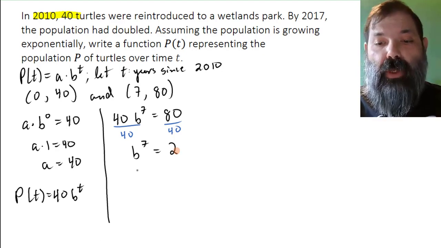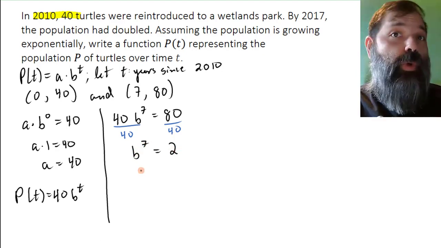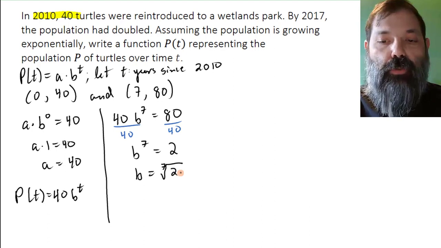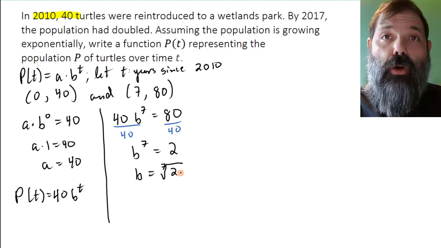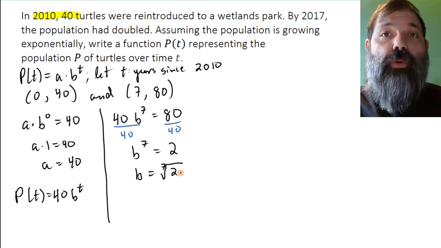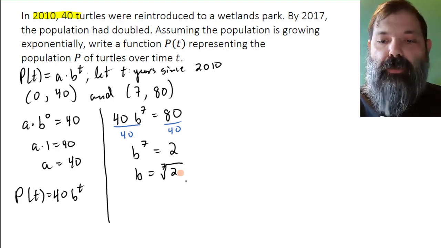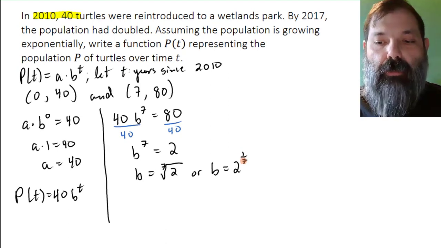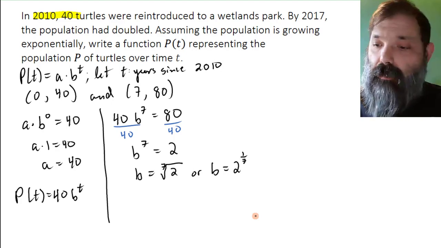All right, now to solve for b, well, if b to the 7th is 2, then we could use radicals. We could say then that b is the 7th root of 2. Or recall that radicals can be written with rational exponents. Or b is equal to 2 to the 1/7 power. Now I can't do that calculation in my head.